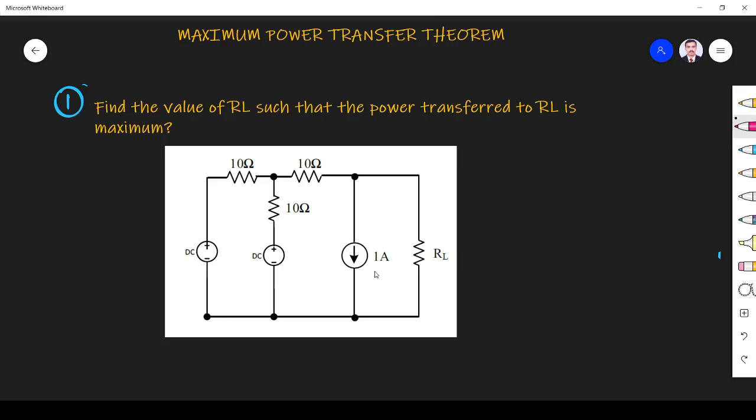Hi friends, in this video we solve problems related to maximum power transfer theorem. Let us see the first question.